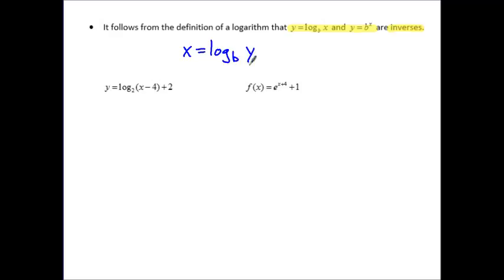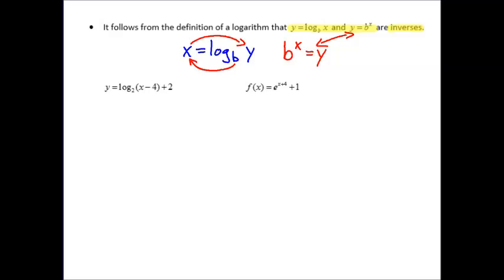And now I'm going to use our cyclical pattern to rewrite this. Remember, this is the base b to the power of x is equal to y. So b to the power of x is equal to y. And lo and behold, that is exactly this. So that proves that logarithmic functions and exponential functions are indeed inverses.